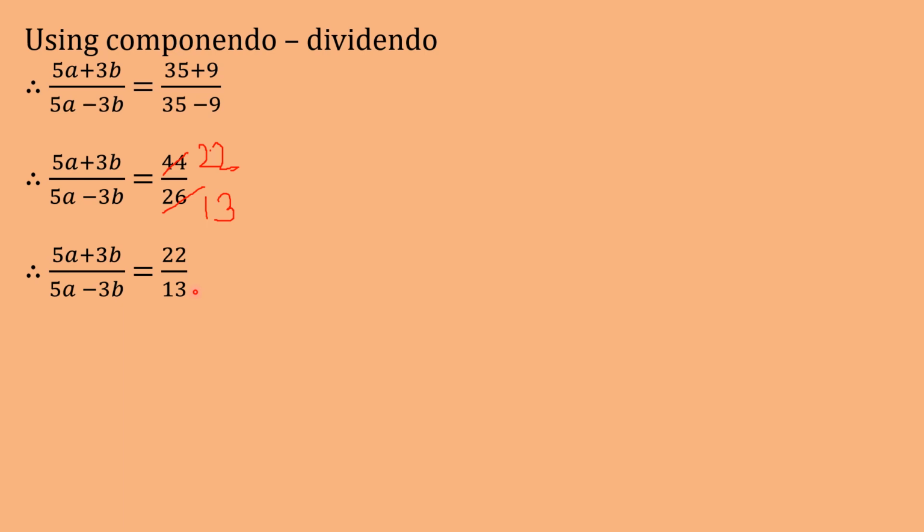Okay, now we'll write down our final answer. We got the value. Our question was, find the value of 5A plus 3B upon 5A minus 3B. So the value is 22 is to 13. In ratio form, you'll write 22 is to 13. I hope you are getting it, students. It will become easier to understand the concept.